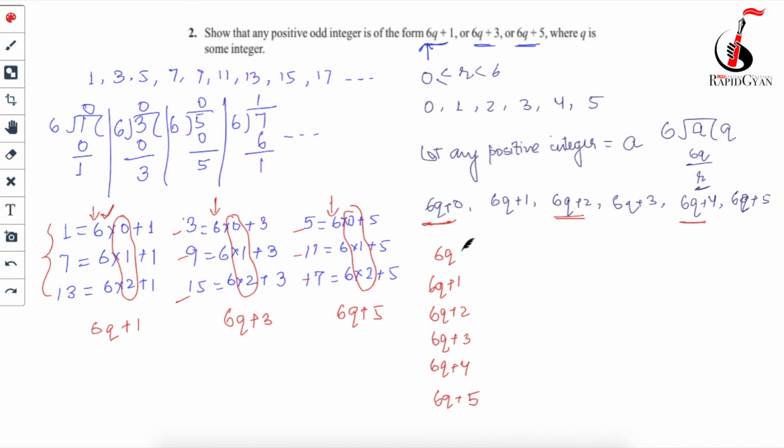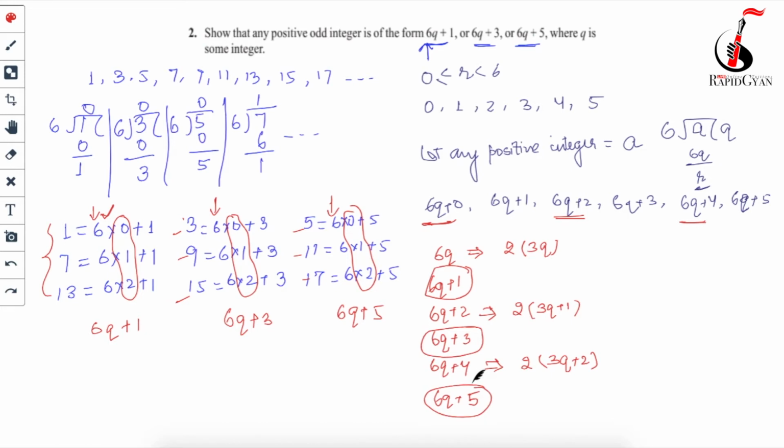Okay, so you can see 6q is divisible by 2. Yes, I can write it like this, 2 times 3q. So it means it's divisible by 2. But this number 6q plus 1 is not divisible by 2. Again 6q plus 2 is divisible by 2. So it's 2 in bracket 3q plus 1. Here 6q plus 3 is not divisible by 2. For 6q plus 4, I can write 2 in bracket 3q plus 2. Correct? And again 6q plus 5 is not divisible by 2.